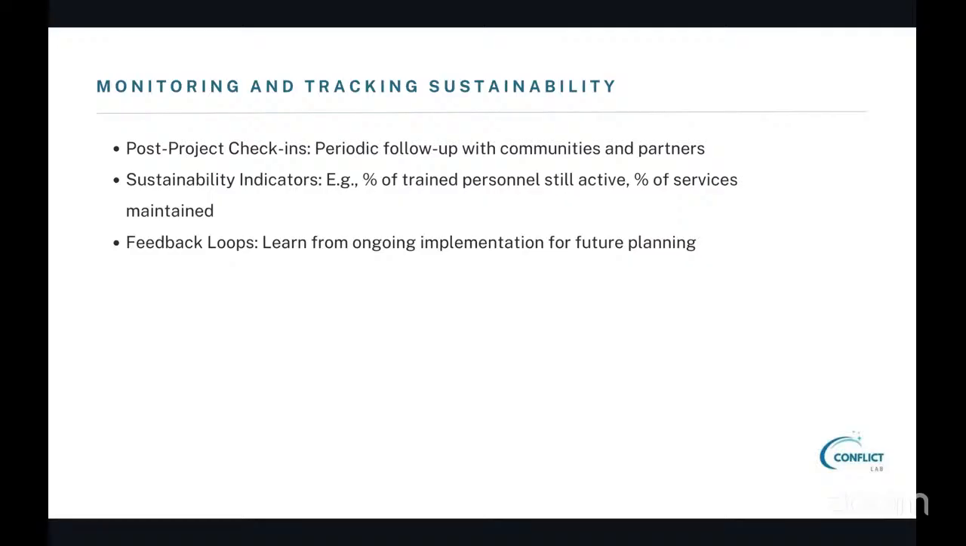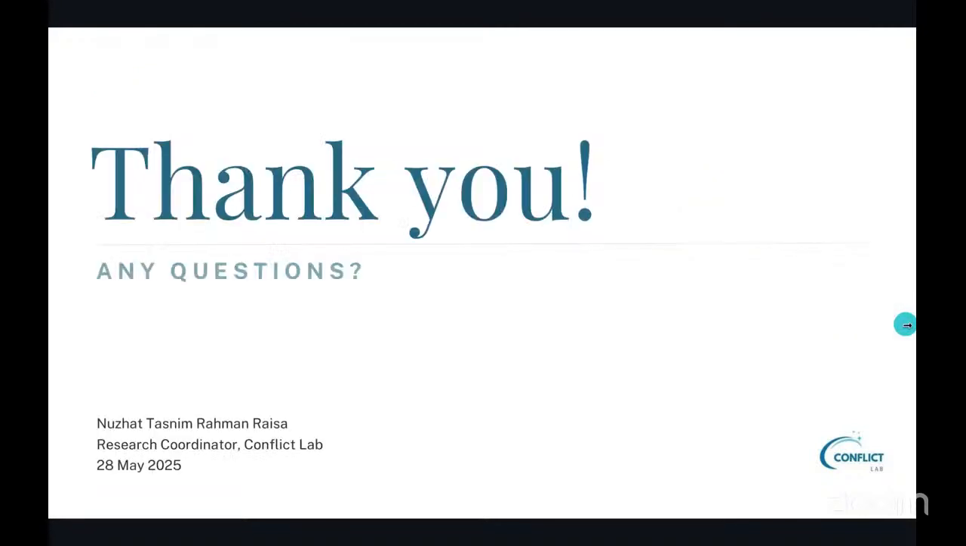And then sustainability indicators is basically just to show how many of the trained personnel or how many people you expect will be active or will be using whatever that you're doing. And then feedback loop. Again, this is something that's not very common, but it's okay if you want to include it, which is learning from ongoing implementation for future planning, basically to be able to replicate. And you should have like kind of like a chain where people can come and speak to you about anything regarding the project, especially the beneficiaries. So that's about it.